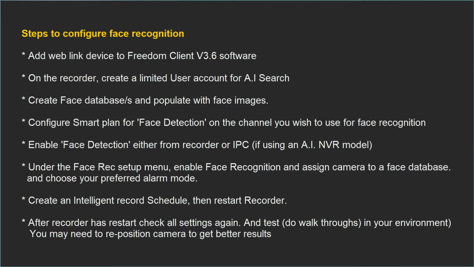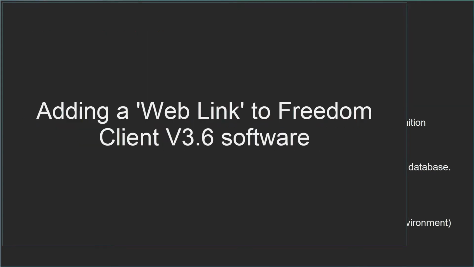And then we need to enable face detection on either the recorder or the IP camera if you're using an AI NVR. Then we need to actually enable the face recognition option, and also assign the camera to a face database, and also choose your preferred alarm mode. And then we need to make sure that channel is associated with an intelligent record schedule. Then we restart the recorder, and after the recorder has restarted we check that our settings are still maintained, and then we can test to see how good our face recognition works.